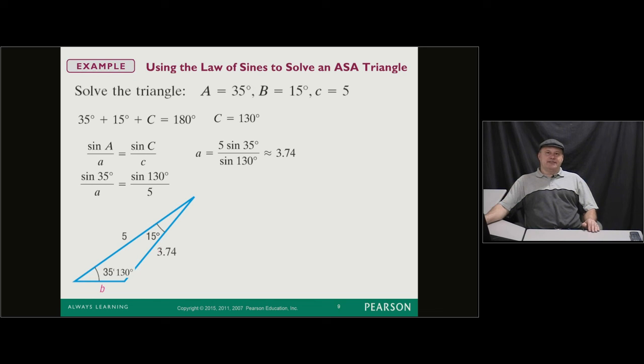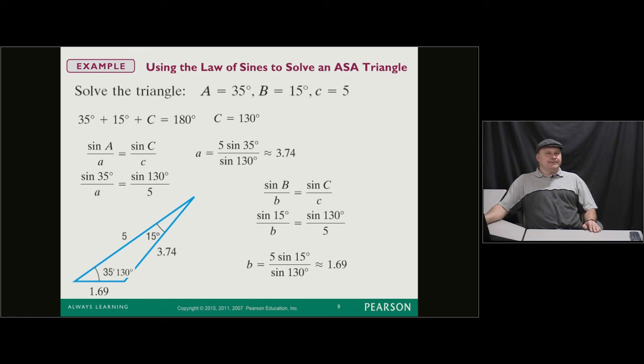Well, you just got to use the law of sines once more. So sine of angle B over little b equals the sine of angle C over little c. And then plug the numbers that you know into the formula, the 15 degrees in for the B, the 130 degrees in for the C, and the 5 in for the side C. And then cross multiplying, and then dividing by the sine of 130, you'll get 1.69. And there it is.